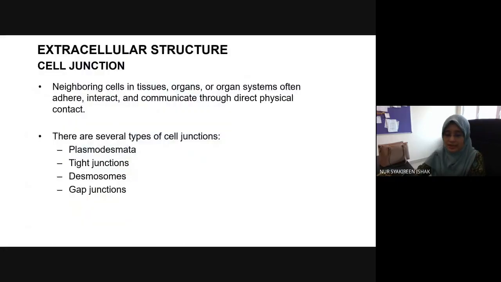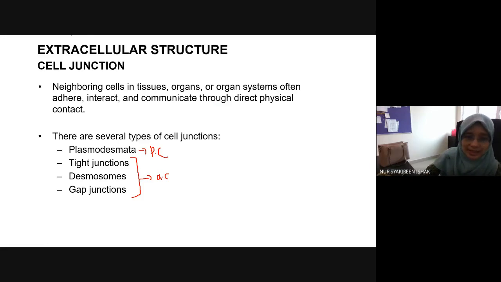So the next one is cell junction. You have three types of cell junction: plasmodesmata, tight junction, and gap junction. These are found in animal cells. Animal cell. This one is only found in plant cells. It says here neighboring cells in tissues, organs, or organ systems often adhere, interact, and also communicate through direct physical contact. Notice the terms there, communicate or interact.